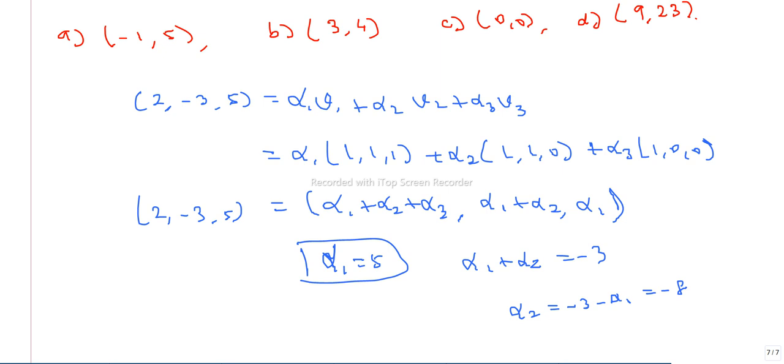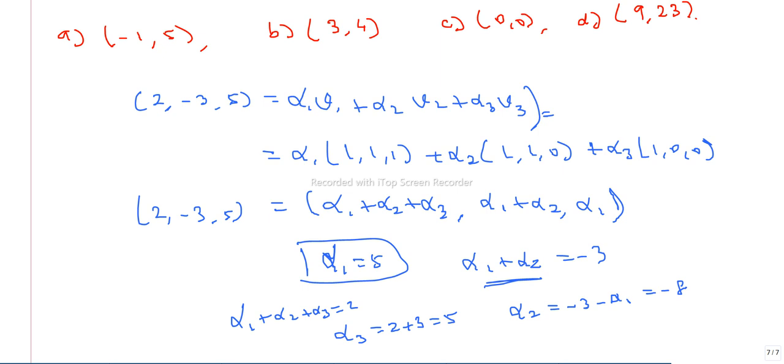Now substitute everything in the first coordinate. Therefore alpha 1 plus alpha 2 plus alpha 3 is 2. Therefore alpha 3 equals 2 minus this sum. Already we know that the sum is minus 3, so therefore plus 3, therefore it should be 5. Now we get the alpha values. So therefore here I can write alpha 1 is 5.